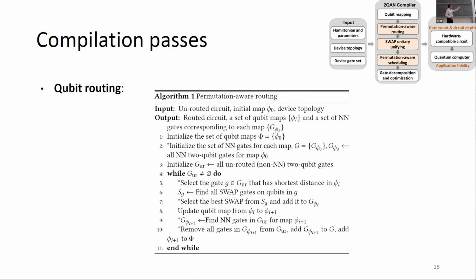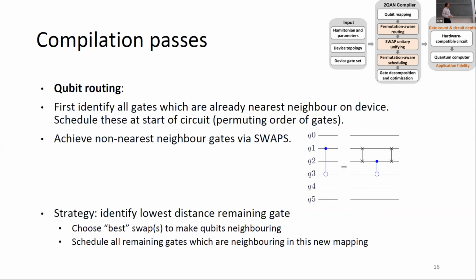So the algorithm is written here in our paper, but rather than letting you read that, I'll talk you through the basic idea. What it does is essentially try to split the circuit up into particular slices. Each slice will correspond to a different qubit mapping. And in each slice, you try and implement those gates which are now nearest neighbor with respect to that mapping. So you start with your initial mapping that was computed in the last step.